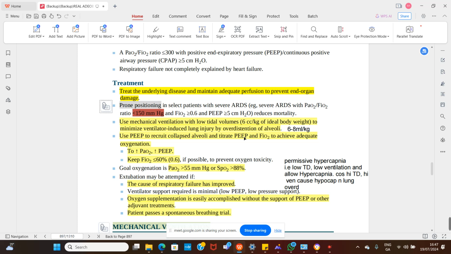If you reduce the tidal volume, the ventilation reduces, and the patient becomes hypercapnic, right? So you allow for that hypercapnia, which is what you call permissive hypercapnia. Do you understand? Because the cause of that hypercapnia is you reducing the tidal volume. Do you understand? So it's better for you to reduce the tidal volume and allow for hypercapnia than to reduce hypercapnia and increase the tidal volume.